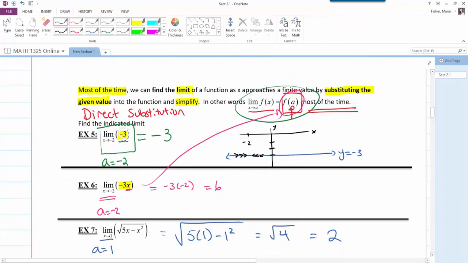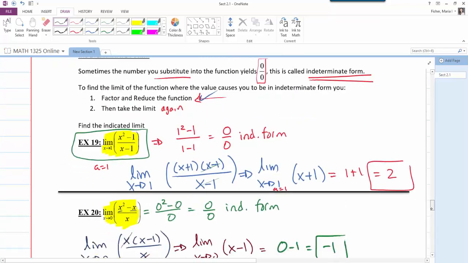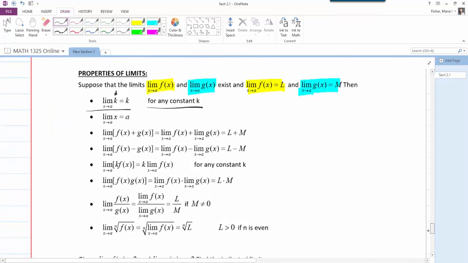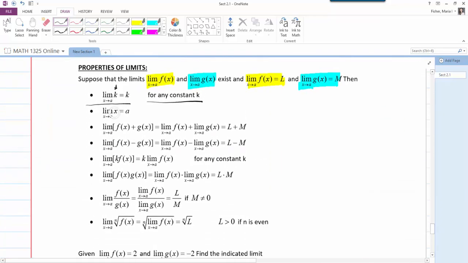-3 is a constant. There is no variable. The limit of the constant is always going to equal the constant. The next property says the limit as x approaches a of x is equal to a. Well, that makes sense. So that's just direct substitution for us.